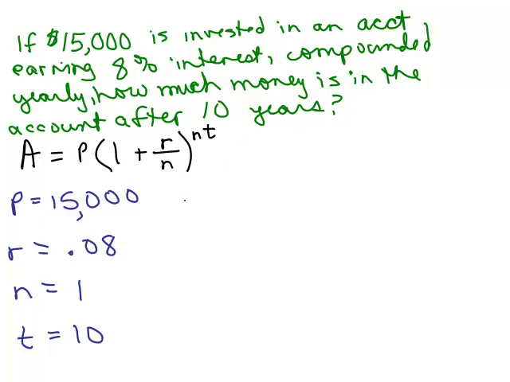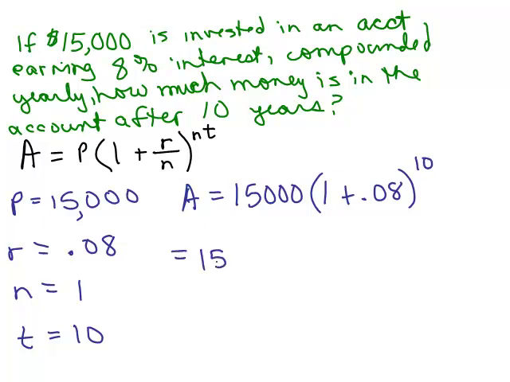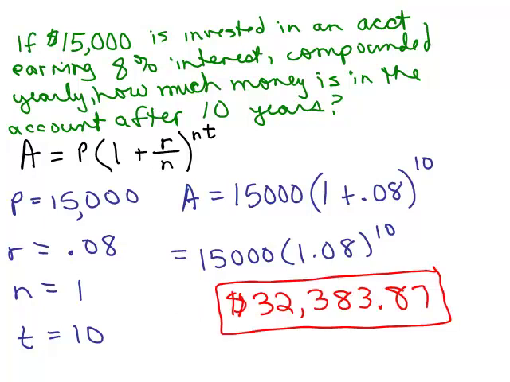Okay, so first of all, how you would write the problem. You would write P, which is 15,000, times 1 plus 0.08 over 1, right, will just be 0.08. And then I've got to do 10 times 1, right, N times T, that'll just be 10. So we end up with 15,000 times 1.08 to the 10th power. And when I enter it in my calculator, I get $32,383.87 after I've rounded to the nearest cent.